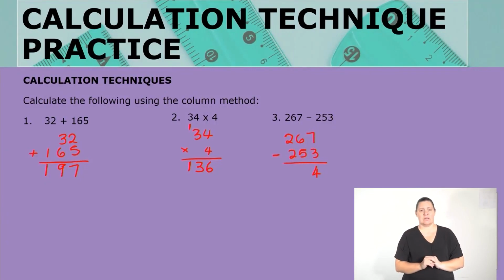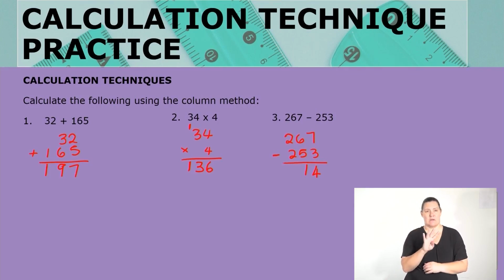Then we have 6 tens minus 5 tens. That gives us 1 ten. And then 200 minus 200 leaves us with nothing. So our answer for 267 minus 253 is 14.